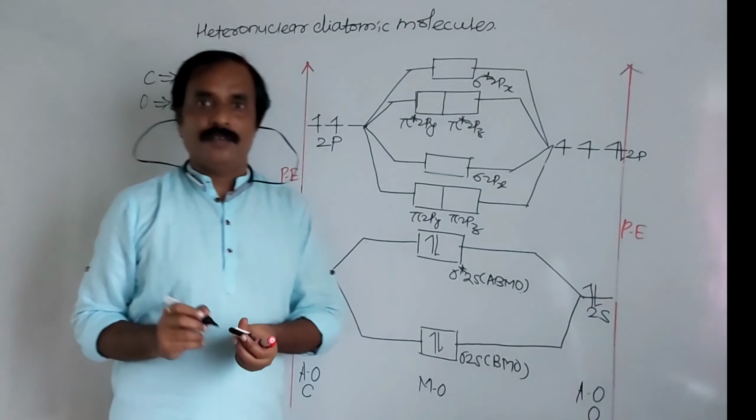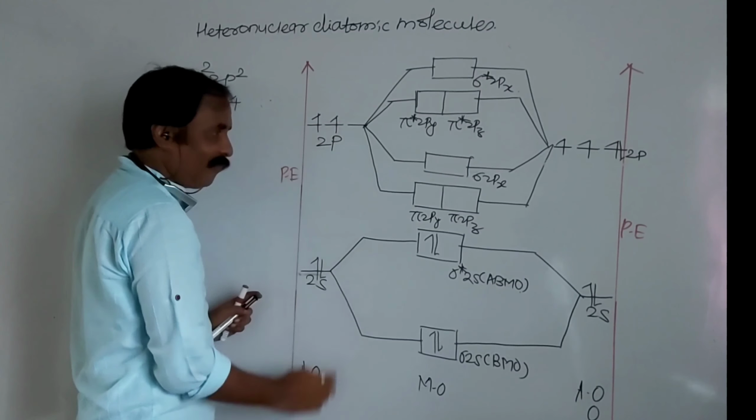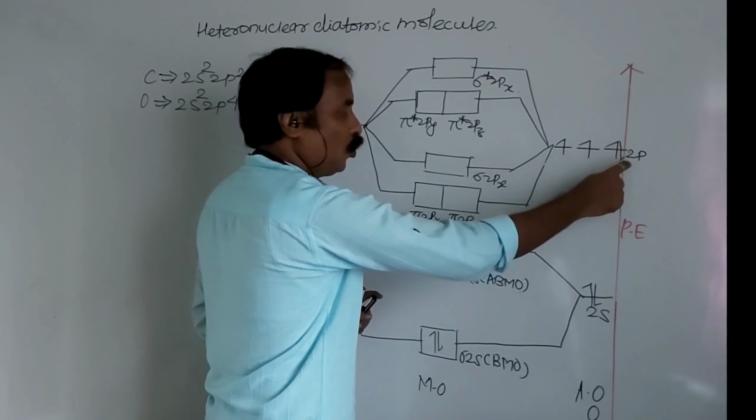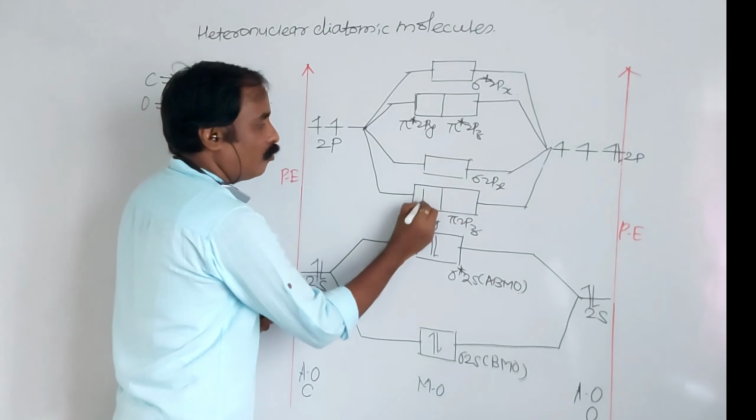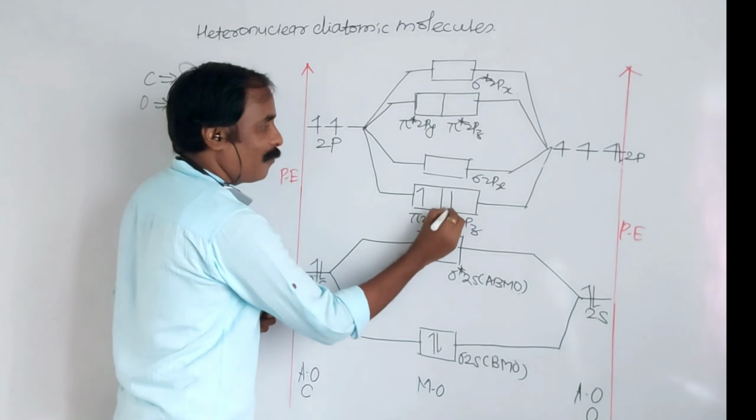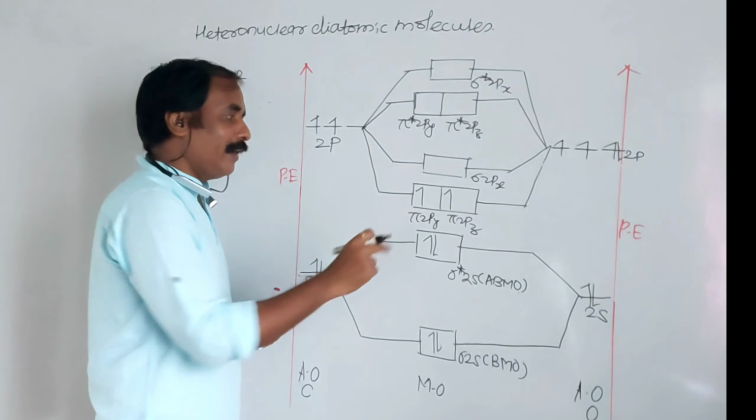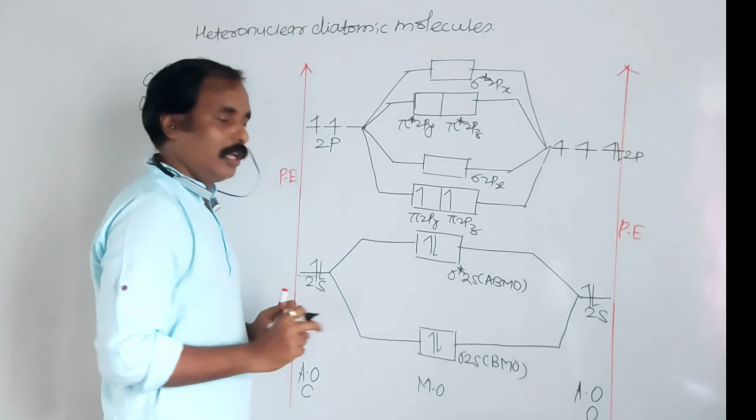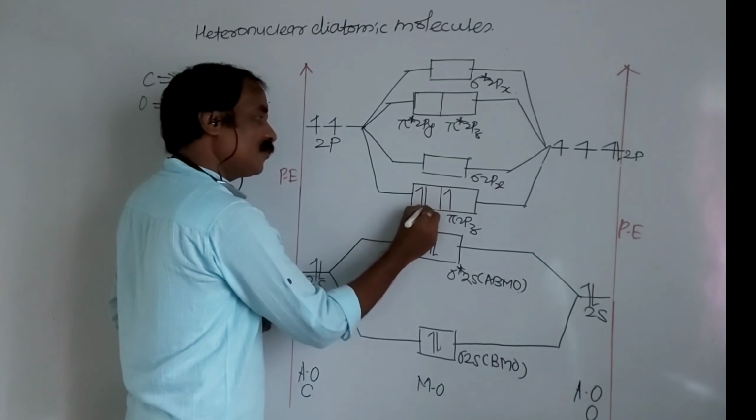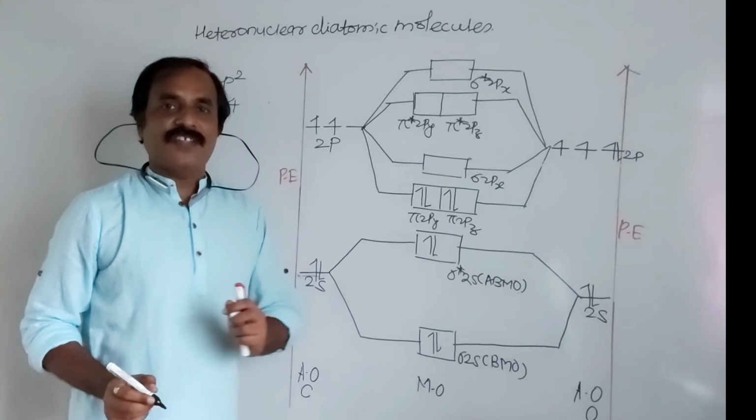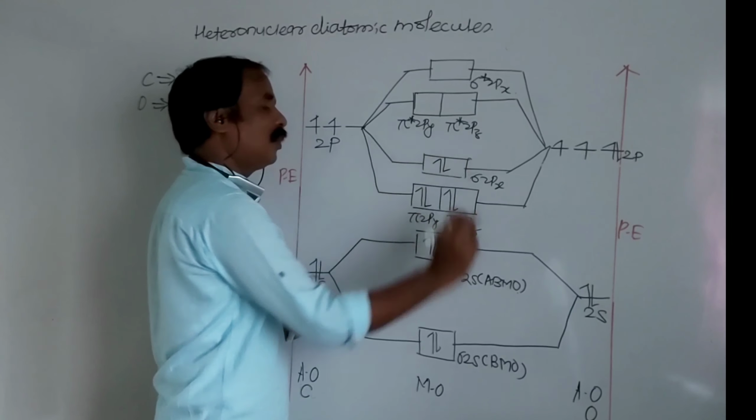This is the order. How many electrons are available here? 2 electrons in the 2p of carbon and 4 electrons in the 2p of oxygen, so 6 electrons are available. Molecular orbitals also follow Hund's rule of maximum multiplicity, so first one electron will enter each molecular orbital because the energy of pi 2py and pi 2pz is the same. Then pairing takes place. Now 2 electrons are left, and the remaining 2 electrons will enter sigma 2px. Here it is sigma 2px2.